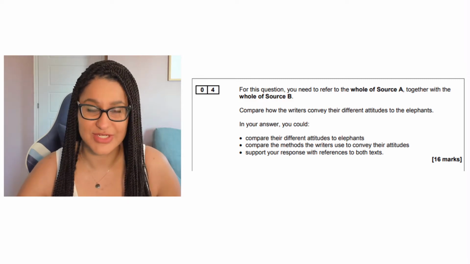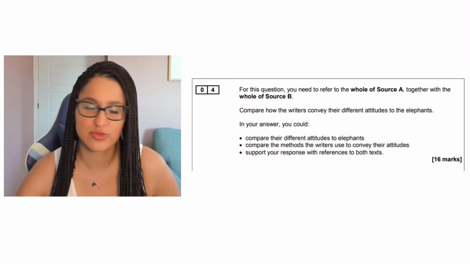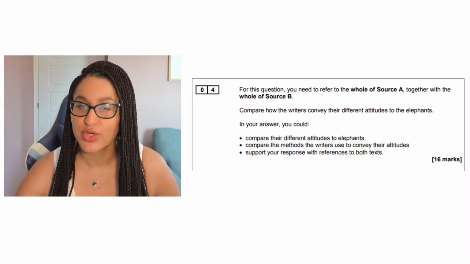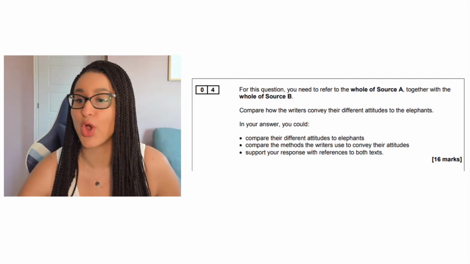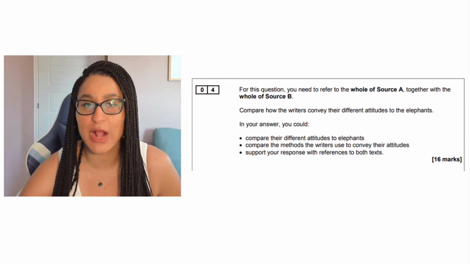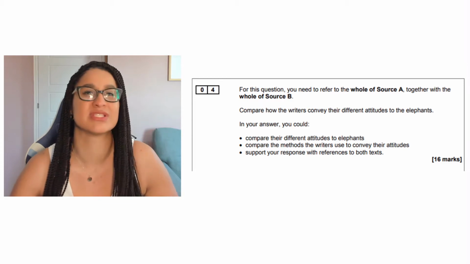As with all of the questions in the language exam, the structure doesn't really change. There's just a few small changes based on the text that you're dealing with. When it comes to question 4, you're always going to be asked to look at the whole of source A and the whole of source B, and you're always going to be asked to talk about how the two different writers of the two texts convey their attitude towards something.